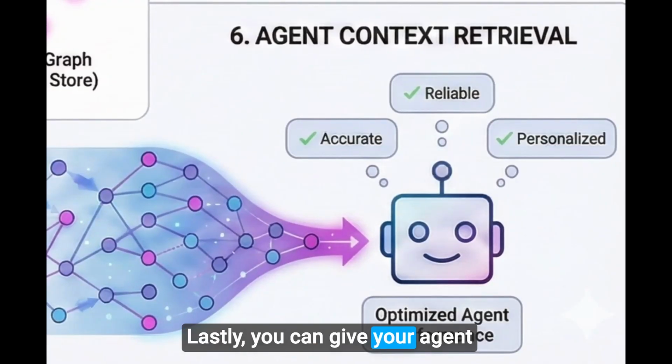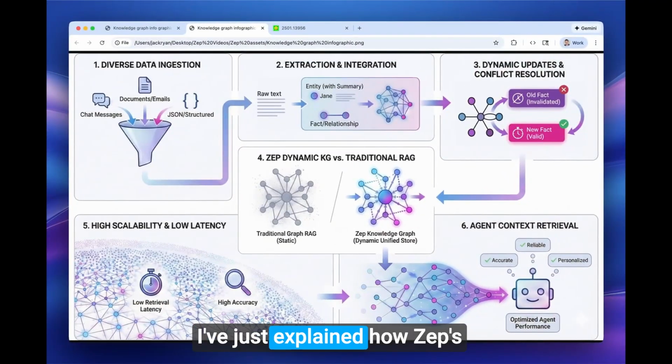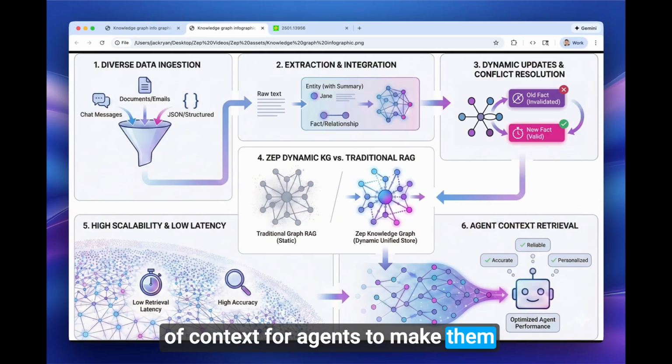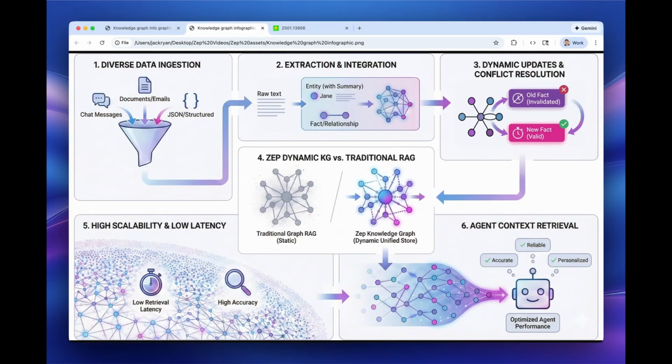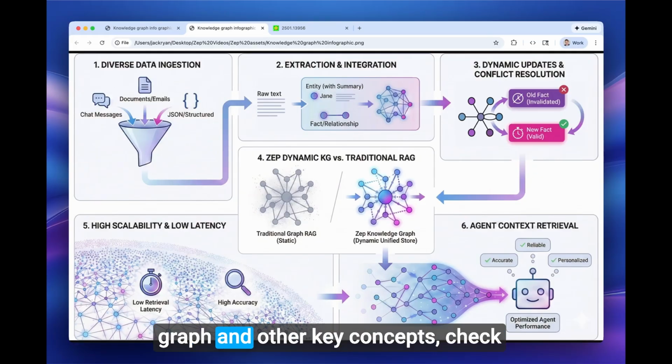Lastly, you can give your agent access to the context in the knowledge graph through ZEP's easy-to-use context retrieval and assembly methods to make your agent more accurate, reliable, and personalized. I've just explained how ZEP's knowledge graphs provide a unified, dynamic, long-term store of context for agents to make them more personalized and reliable. To learn more about the knowledge graph and other key concepts, check out our other key concept videos.